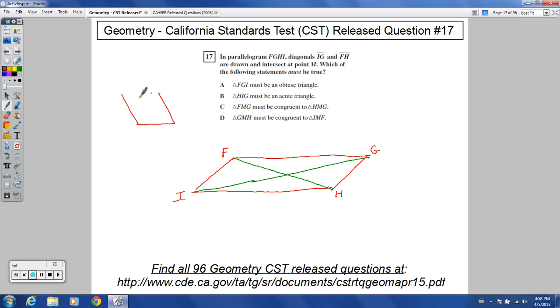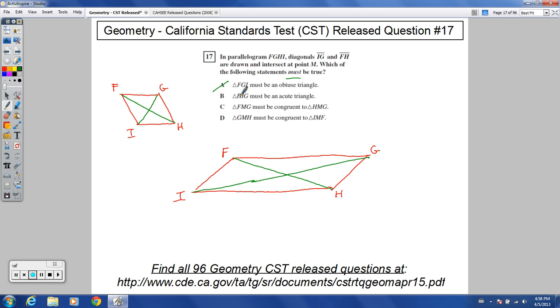So if I did something like this instead, I had this as F, G, H, and I, would that have to be an obtuse triangle? Because remember, I didn't have to draw it like that. So here's a couple of different examples, a couple of different polygons. It must be true, so it has to be true in both of these. But if I look at that, this angle is clearly less than 90, so is this one and this one. So does it have to be an obtuse triangle?